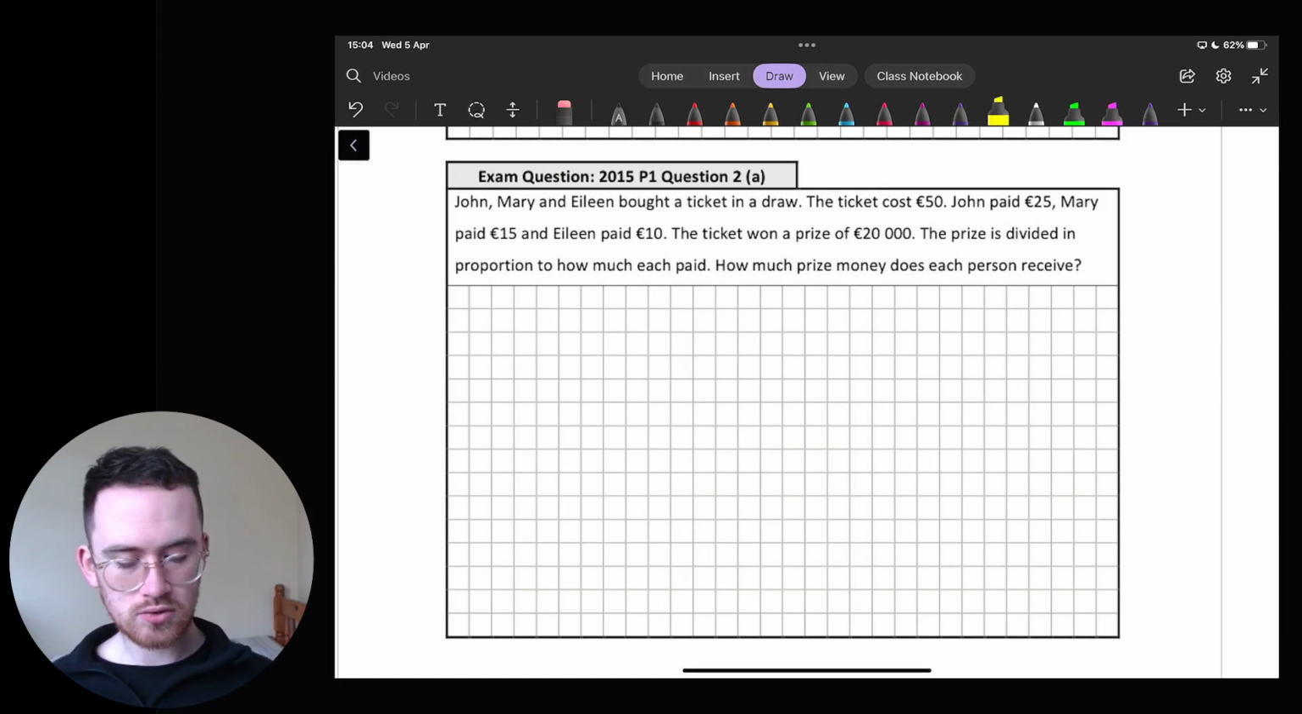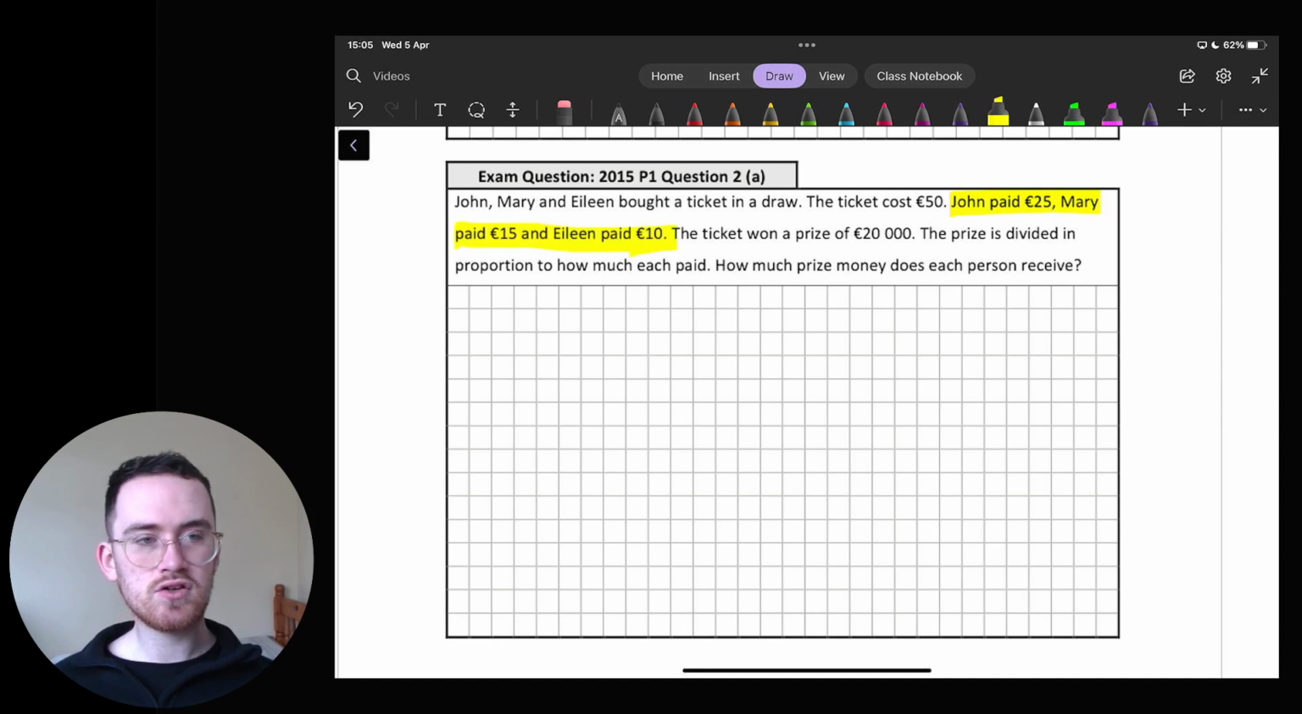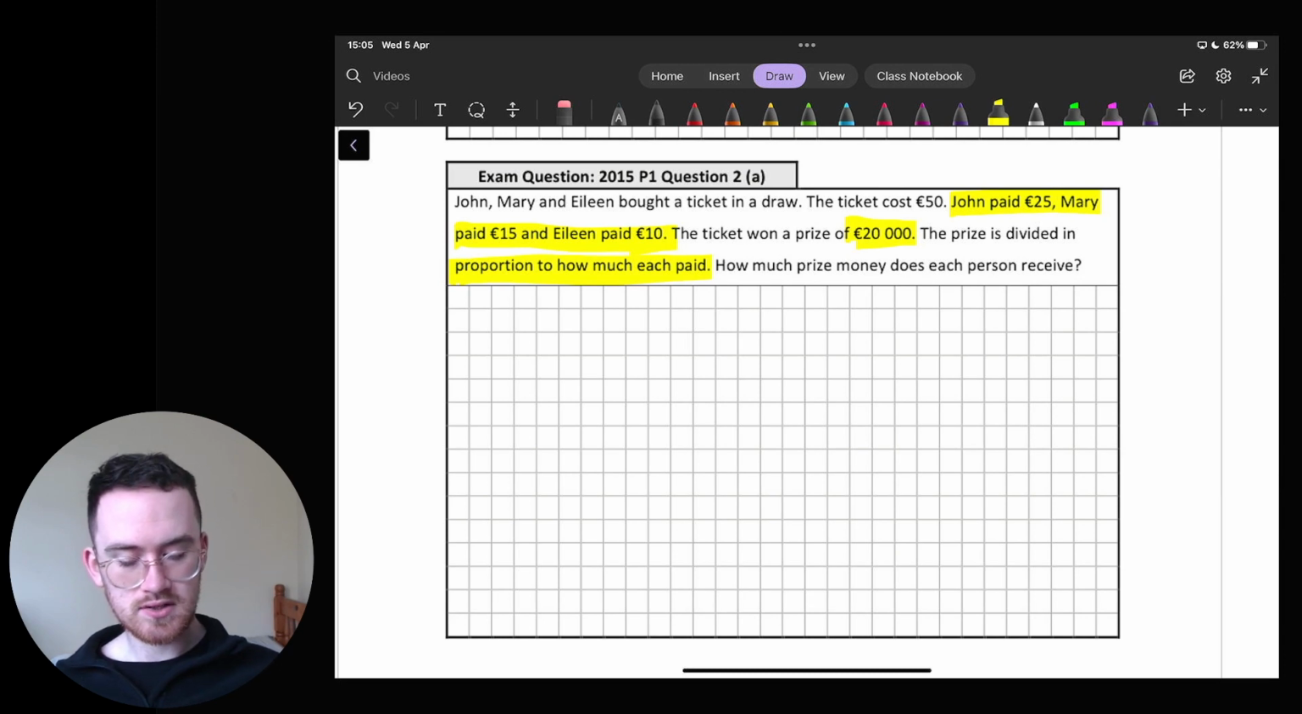Okay, so there's a lot to go through here, so let's have a look. The ticket originally cost 50 euro. Okay, John paid 25, Mary paid 15, and Eileen paid 10. This is going to be important because the prize is divided in proportion to how much each paid. So proportion there is telling us ratio. Then we know that the total prize they won was 20,000. So let's have a look.